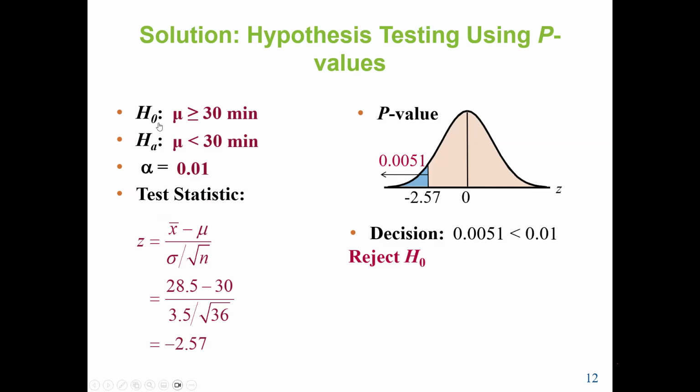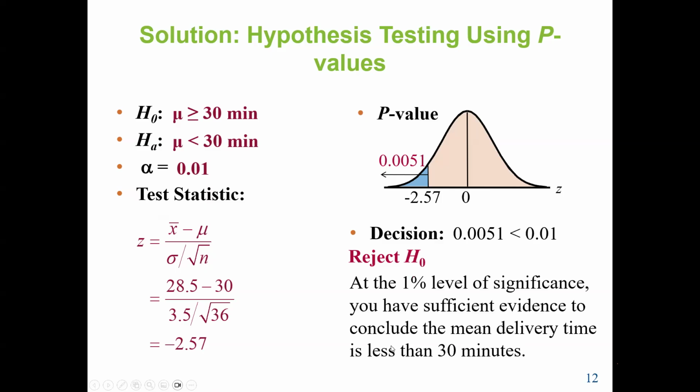So again, first we state the H0 and HA. We check what the alpha is, which will always be given to us. Sometimes if they didn't give it to us, we can use 0.05 as a default, especially if you are using software. This is a z-test, so we find a z and then we do it. So here we say 1%, alpha is 0.01. So at the 1% level of significance, we reject H0. This means we have sufficient evidence to conclude that the mean delivery time is less than 30 minutes. HA is true.